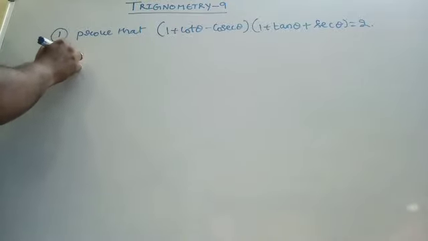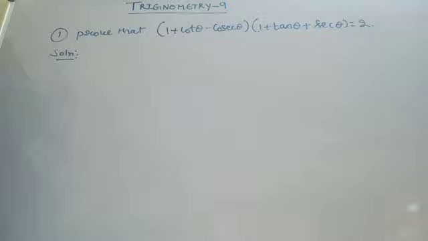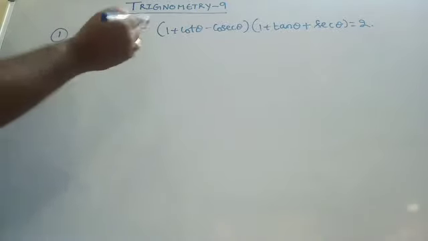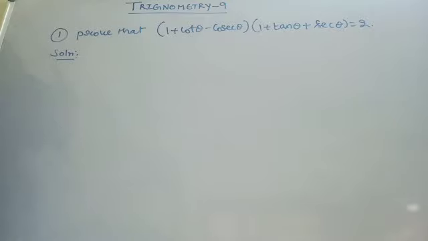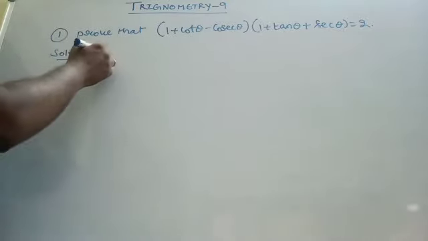This first problem is: prove that (1 + cot θ − cosec θ)(1 + tan θ + sec θ) = 2. This is what we require to prove. How we do this: let us take the left hand side part.